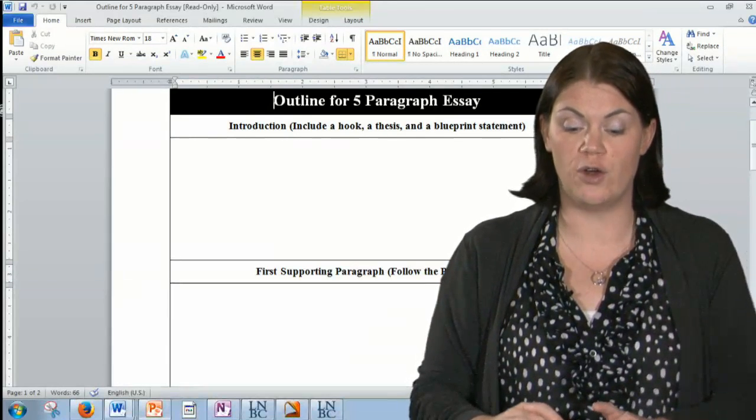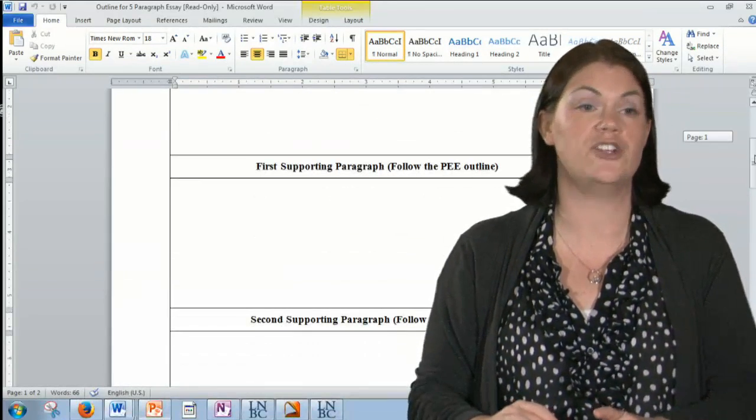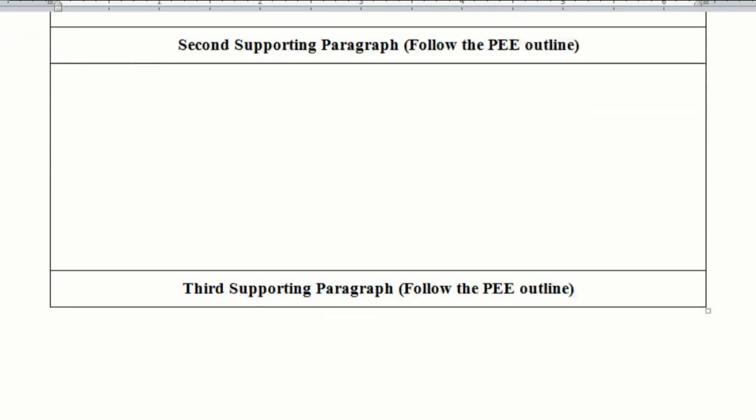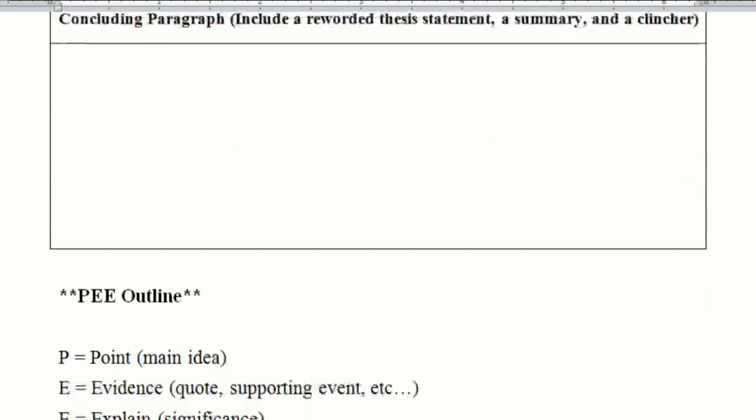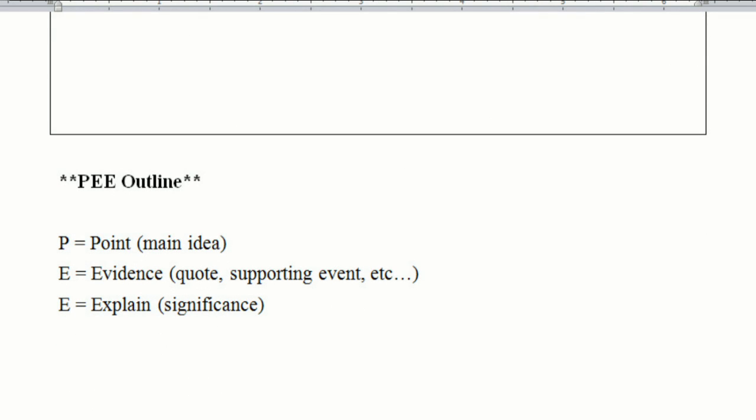Then you have your first supporting paragraph, your second supporting paragraph, and your third supporting paragraph. And you'll notice on the outline I said, follow the P outline. I'm going to tell you what P is right now. P is your point, evidence, and explain.